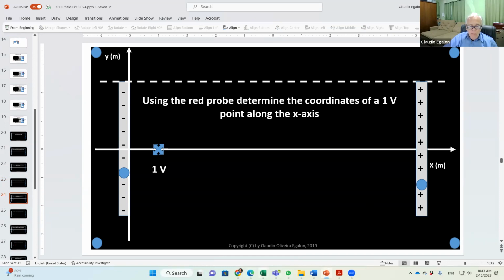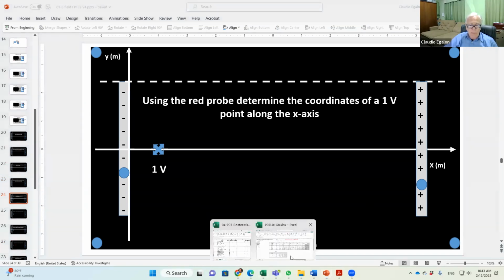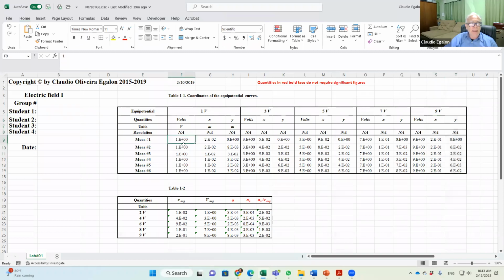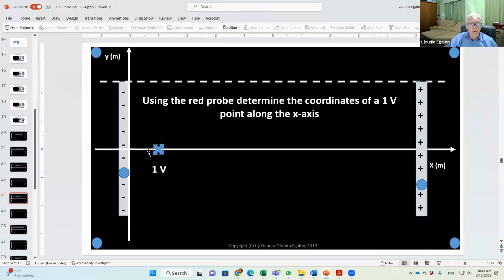We're starting the actual experiment. The first thing that we do in this experiment is to find out where we have 1 volt along this line. Here is 0 volts. Here is 10 volts. And anywhere in between, you're going to have a progression of 1, 2, 3, 4, 5, 6, 7, 8, and 9 volts. Okay? That's what we're doing.